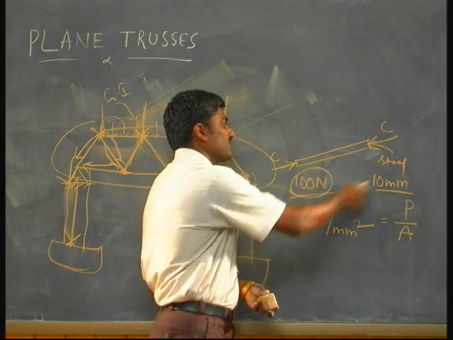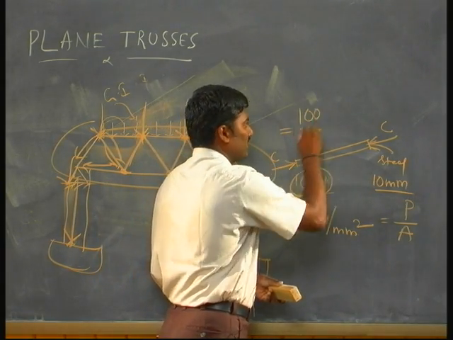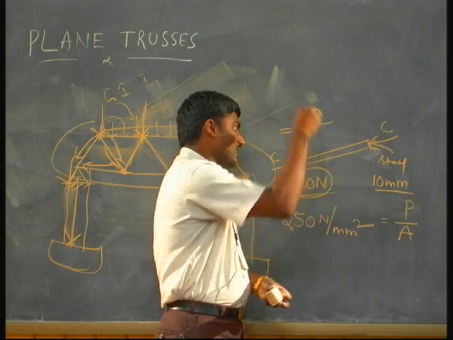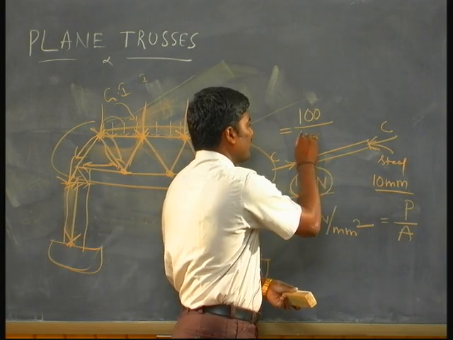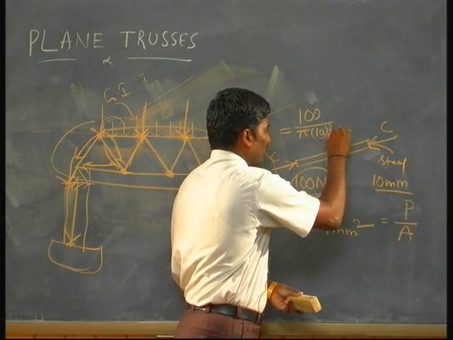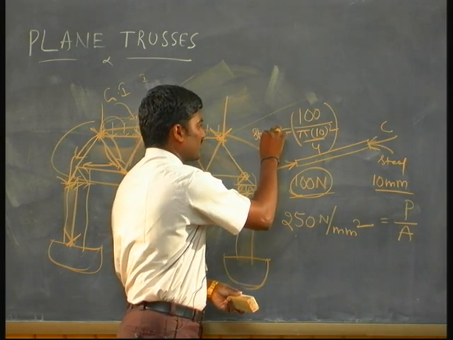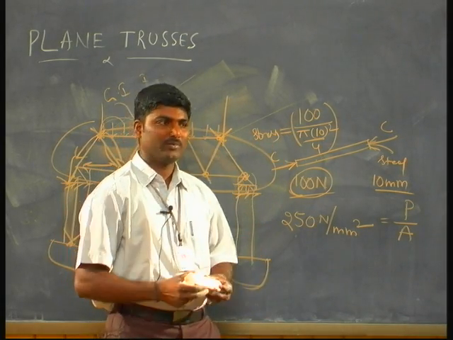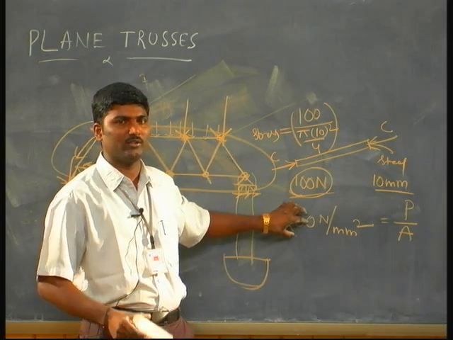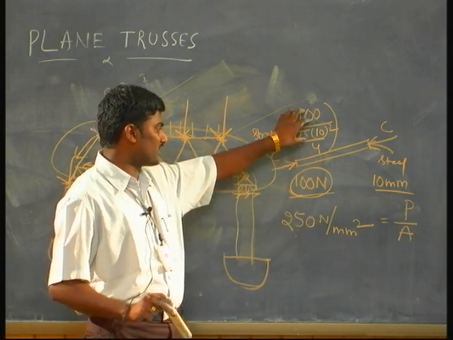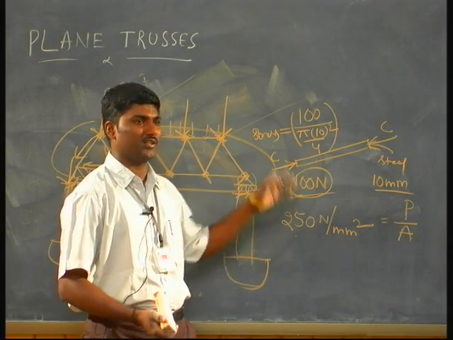So how much is developed here? Okay, you see 100 newtons is the load which is inside the member. The area of this one, this is a 10 mm diameter, so I go for pi d square by 4. This is the stress developed in the member. If this stress is less than this value, your member is safe. If this is more than this one, your member is not withstanding the developed force.